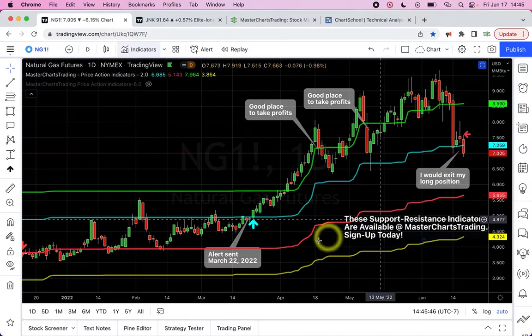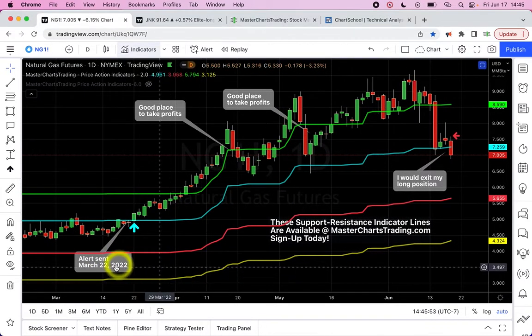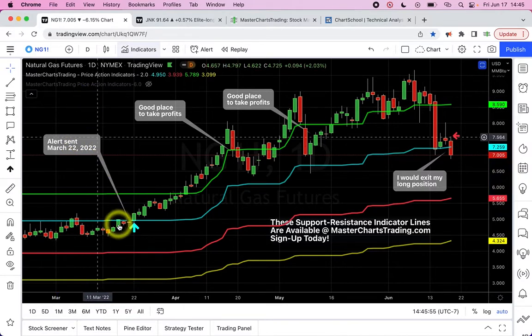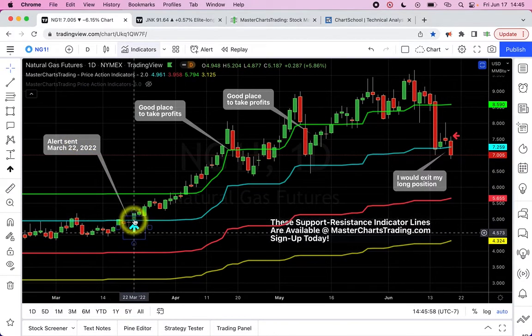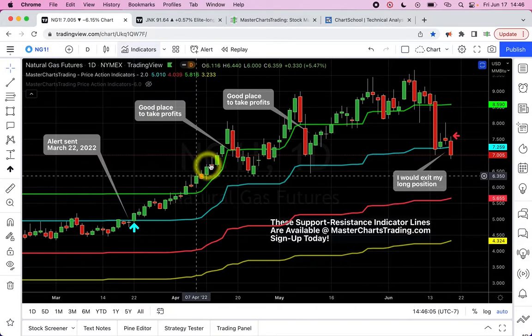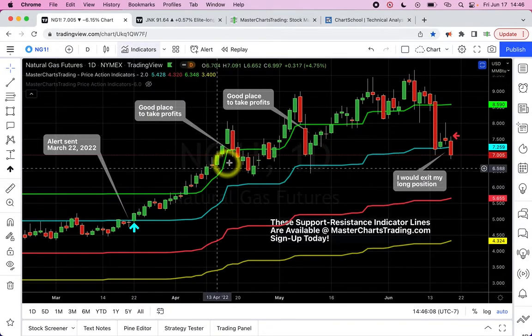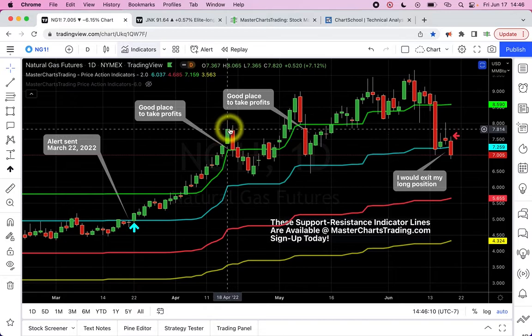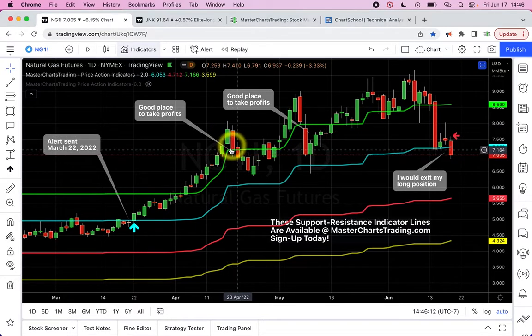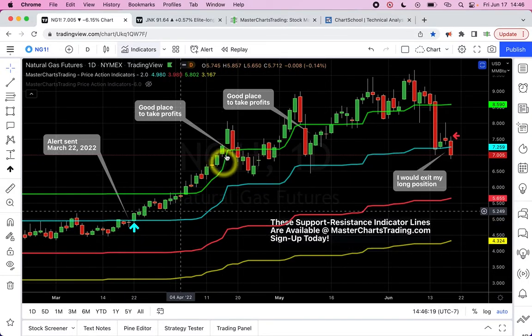All right, let's switch gears. Now we're looking at commodities. This is natural gas futures, and this is one of those picture-perfect trades. The alert was sent March 22nd, 2022, this year. Immediately it went in our favor. So where do we take profits? We take profits when the stock closes above the green line and then comes back down. So right there around 19th of April, 20th of April, it's a great place to take profits. So already a nice move.